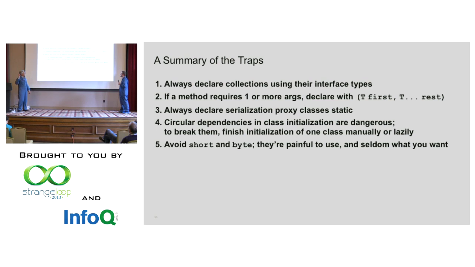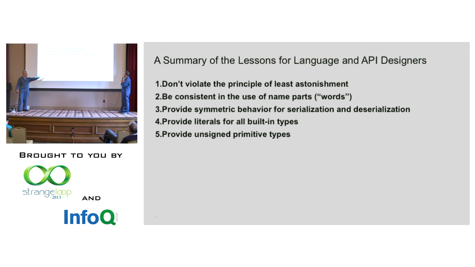And for system designers, language and API, number one, don't violate the principle of least astonishment. Two, be consistent in the use of name parts, also known as words. Yes, indeed. And three, provide symmetric behavior for serialization and deserialization. And number four, provide literals for all built-in types. For God's sake. Especially byte. And number five, provide unsigned primitive types.